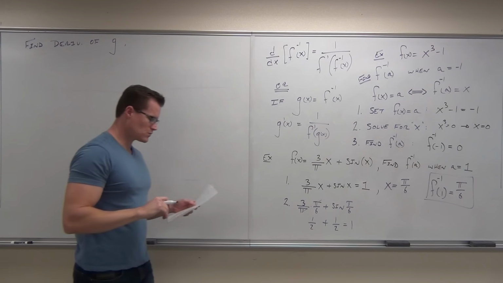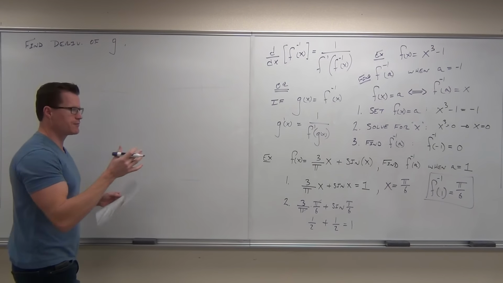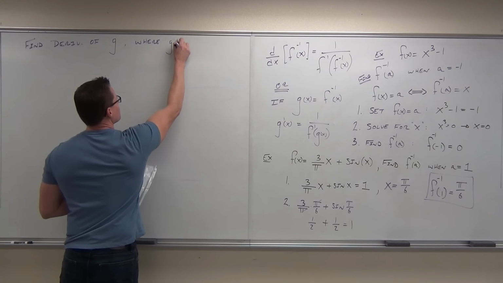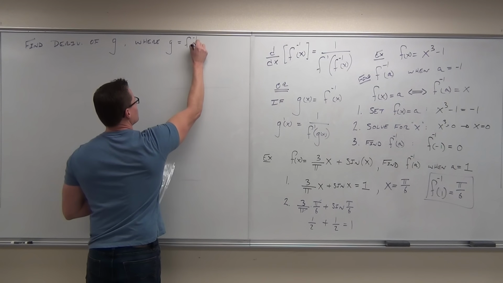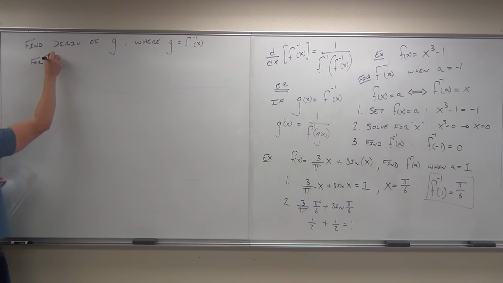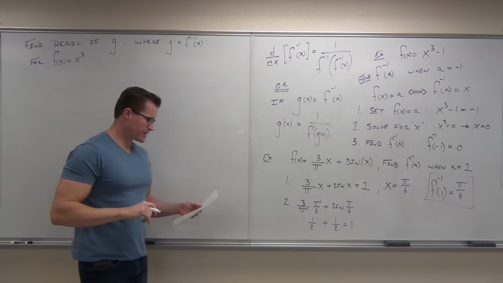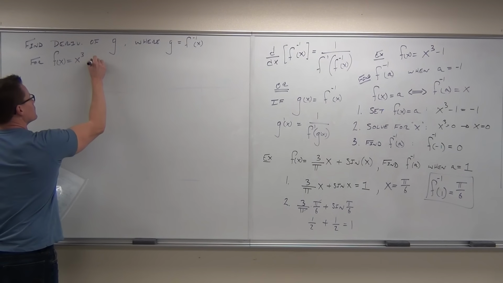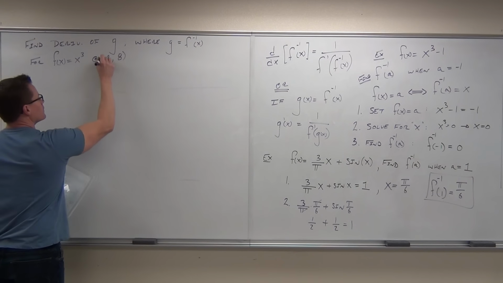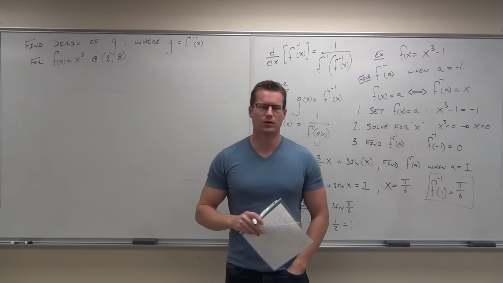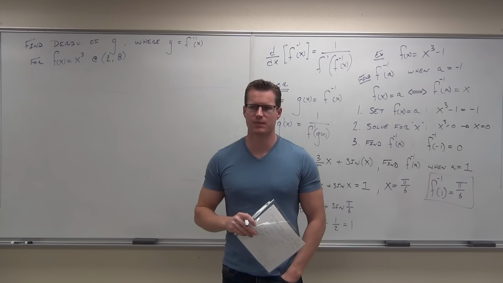g, where g equals f inverse for f of x equals x cubed at the point 2, 8. If you're wondering what in the world are you talking about, Mr. Leonard, this is making no sense to me.